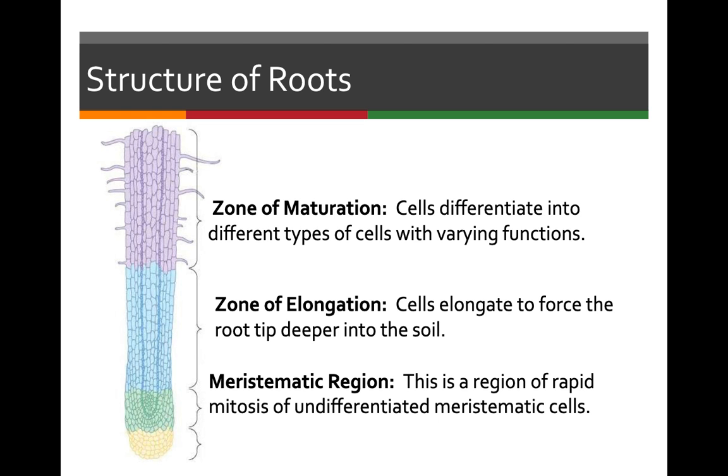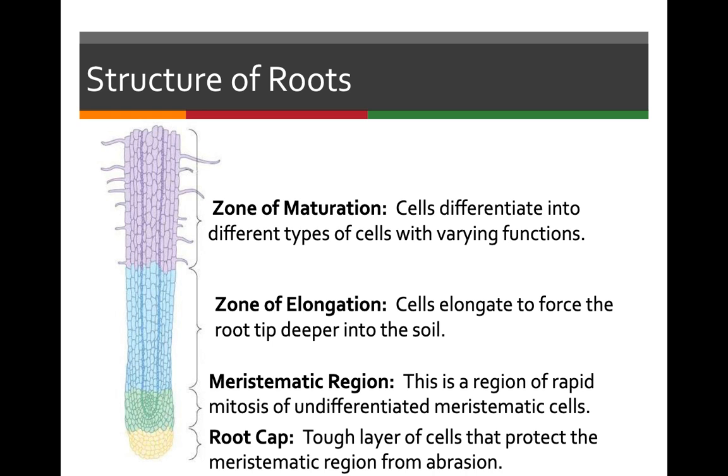Below that is the meristematic region, which we've talked a little bit about before. This is a region of rapid mitosis of undifferentiated meristematic cells. And then below that is the root cap, right? This is a tough layer of cells that protect the meristematic region from abrasion as the root tip is digging deeper into the soil.